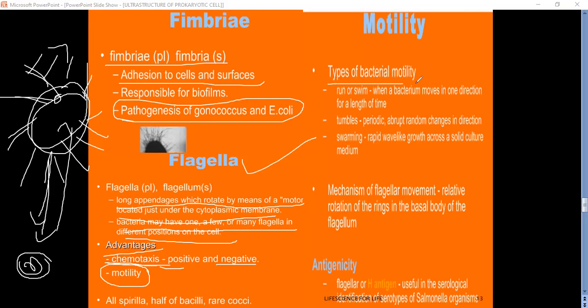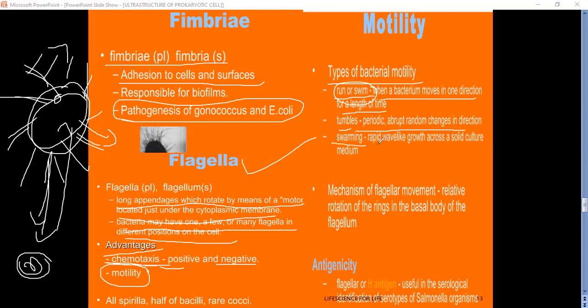Next, types of bacterial motility. So, we can run and we can walk. In this way, flagella is useful for the types of bacteria, that is, it can run or swim. When a bacteria moves in one direction for a length of time, it is called running or swimming. And it tumbles, with periodic, abrupt random changes in direction. If you want to change direction, this process is called tumbling.